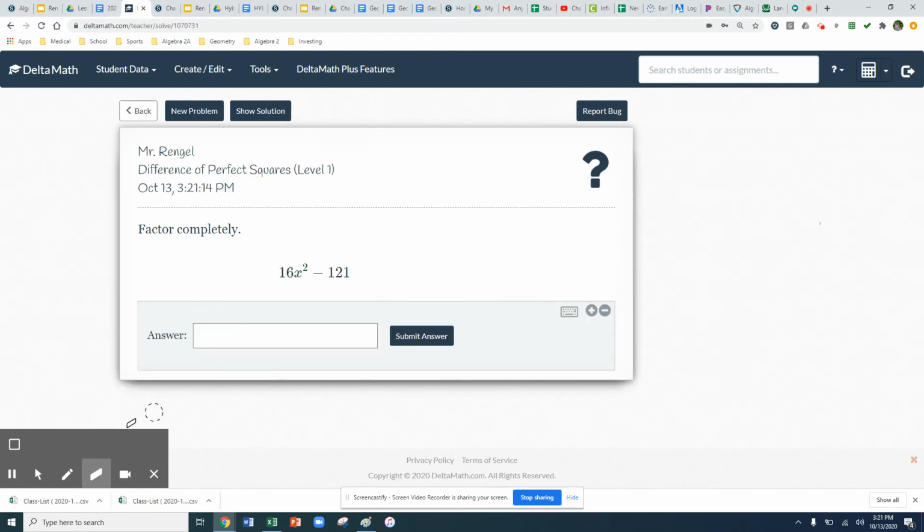Lastly, we'll take a look at a difference of squares. So the big thing you'll see when you're factoring a difference of squares is that you only see 2 terms. And difference means that they are subtracting. So that's going to be your difference of squares. So we have 16x squared minus 121. We're going to talk a little bit about where difference of squares come from.